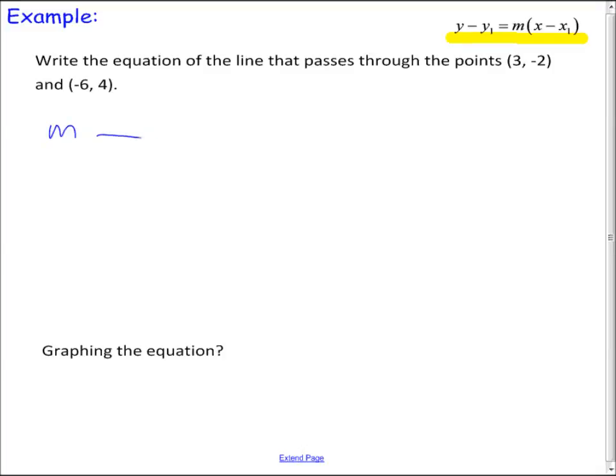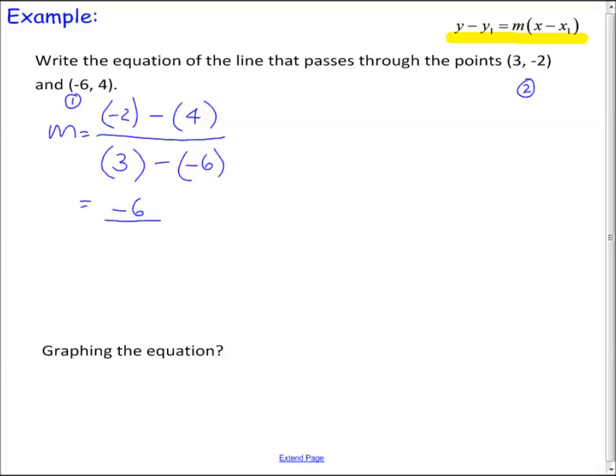So we take the typical slope formula. I like to set it up this way because I have less of a chance of making mistakes with my signs. And so I know in the numerator it should be y2 minus y1, so I'm just going to simply go with -2 and 4. So if I do that, that means this must be point 2 and this must be point 1. Of course, it doesn't matter which is which, but we just need to keep the -2 together with the 3 and the 4 together with the -6. Then simplifying, I get -6 over a +9 altogether, and that simplifies out to be a -2/3. So now we have a slope of -2/3 and 2 points to choose from.